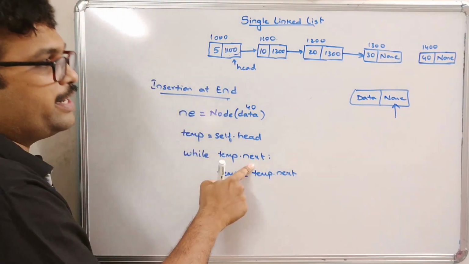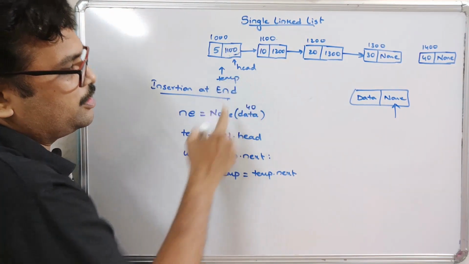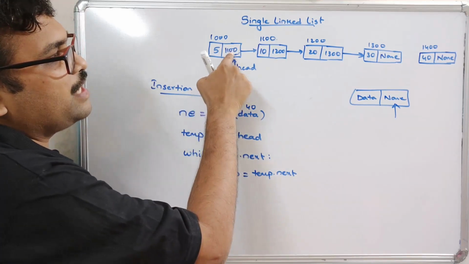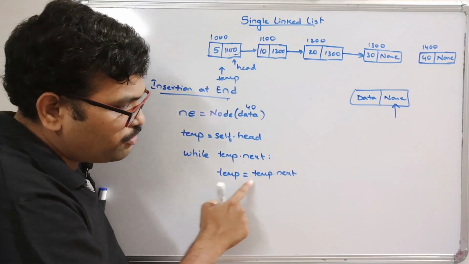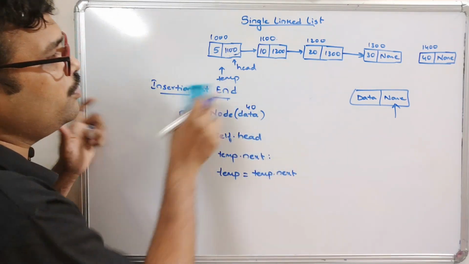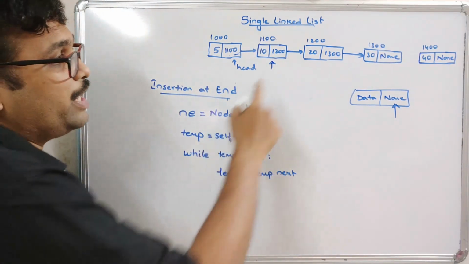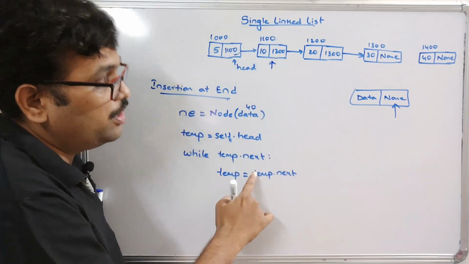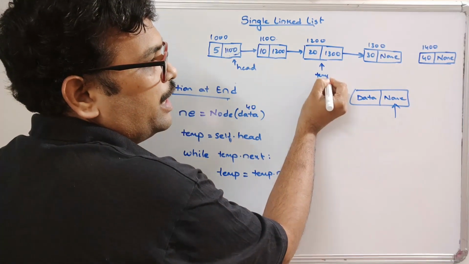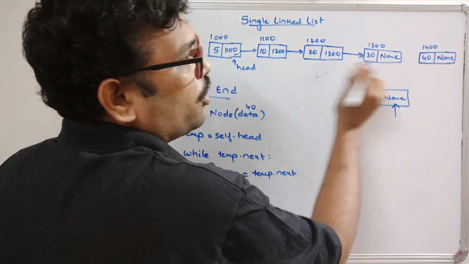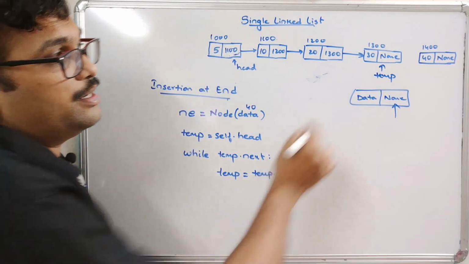See, first temp dot next. Initially the temp value is here. Temp dot next is 1100. That is non-zero, and non-zero means true, so it will enter into this loop. Temp is equal to temp dot next. So now temp will be pointing towards here. Now temp value is 1200. It's again non-zero, so it will move here in the second iteration. In the third iteration, it will move here because it is again non-zero.